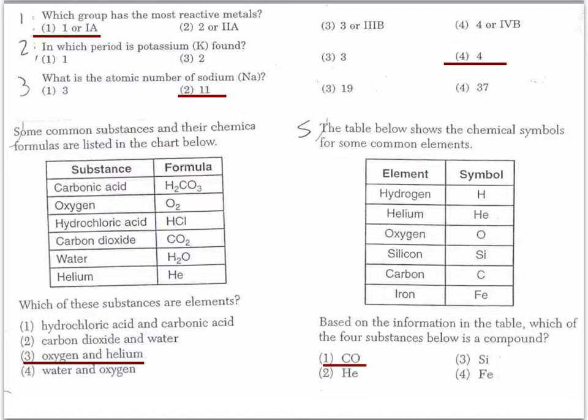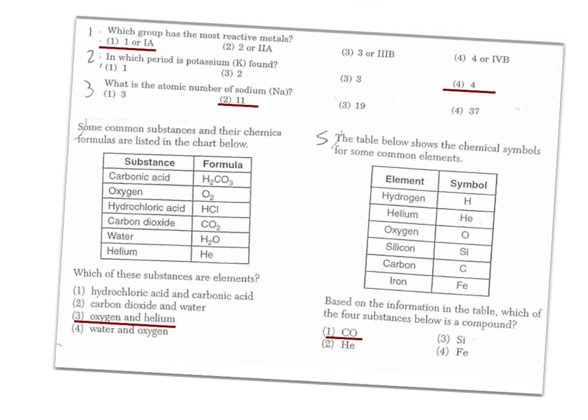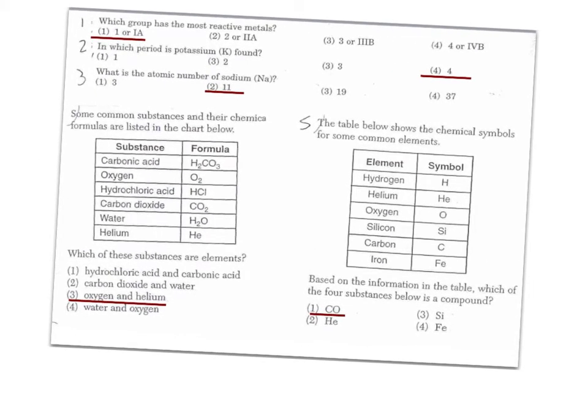Okay, moving on. Some common substances and their chemical formulas are listed in the chart below. Which of these substances are elements? Elements are not compounds, so anything like this would be wrong. Oxygen would be good. Hydrochloric acid would not be good. Carbon dioxide, that's a compound. Water is a compound, and helium is not. So oxygen and helium.